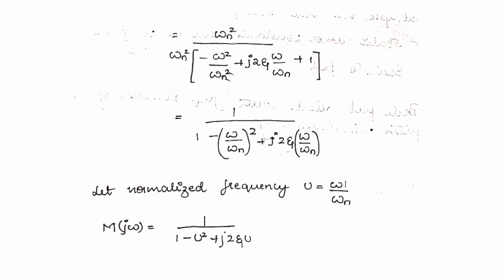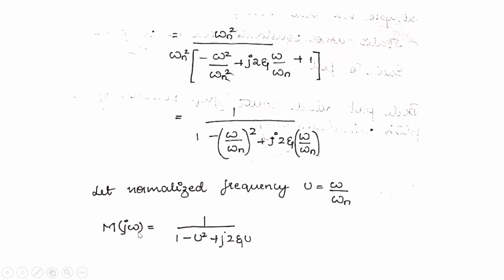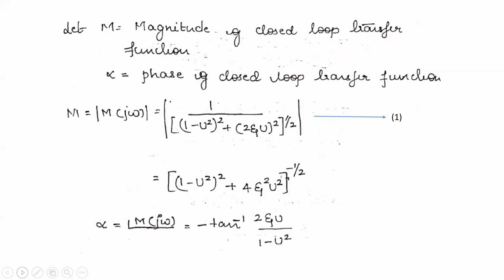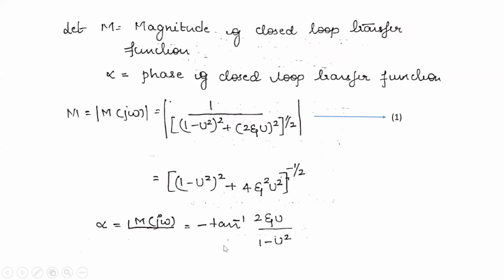So let u be omega by omega n. Now substitute these values, omega by u here. Then finally you get this. Let m be the magnitude. This complex value will have a magnitude part and an angular part. So the magnitude of M(j omega) will be equal to the magnitude of this function.